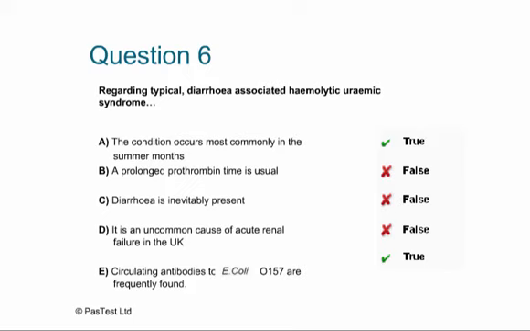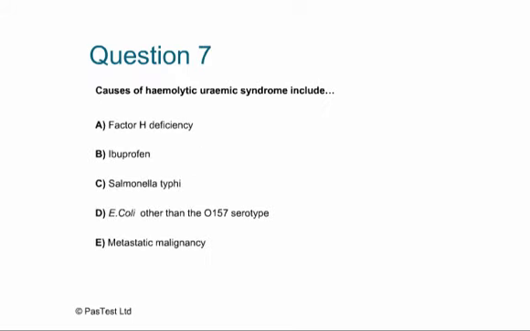Question 7. Causes of hemolytic uremic syndrome include A, factor H deficiency, B, ibuprofen, C, Salmonella typhi, D, E. coli other than the 0157 serotype, and E, metastatic malignancy. So this is another true-false question.